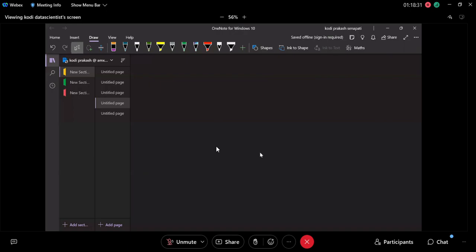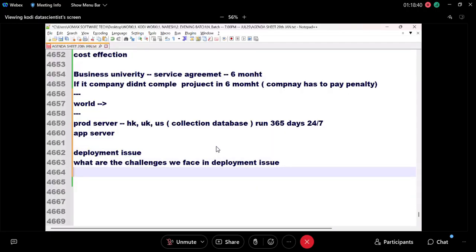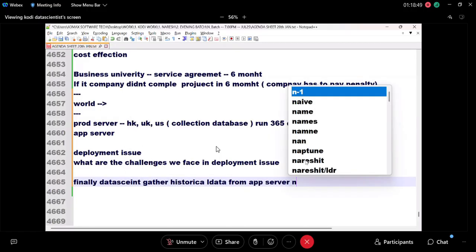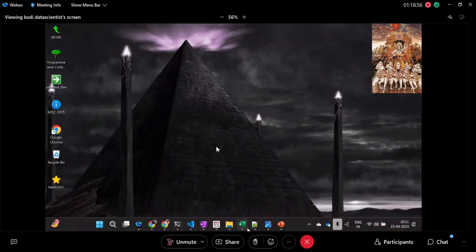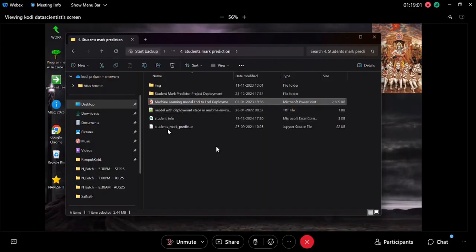One thing I just wanted to say. So finally, the data scientist gathers which data? Historical data from which server? App server, not prod server. Okay. So let's get back and see how the data looks. Let me open a dataset. Student info.